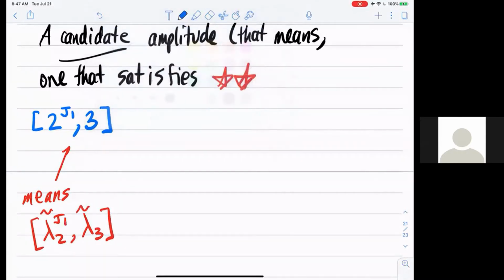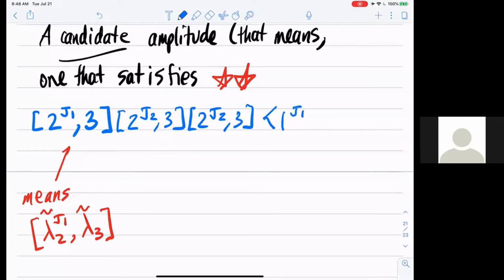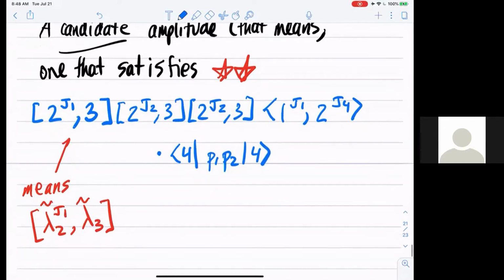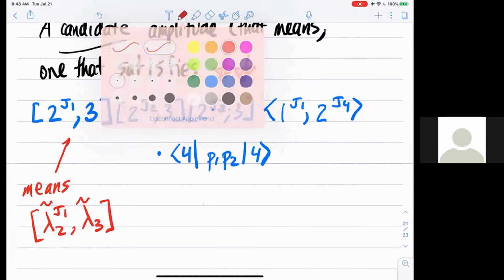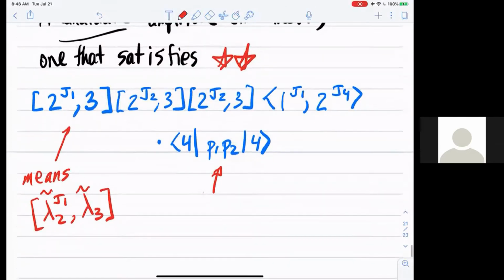Okay, now let me continue writing my expression. 2J2, 3, 2J2, 3, times 1J1, 2J4, not quite done yet, times 2J4. Here I'm introducing some new notation, which I'll have to introduce in just a second. What this means is, so if you play these games for a while, you can get pretty familiar with this. I won't do any more complicated examples.